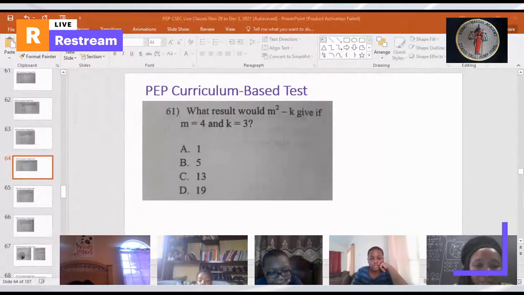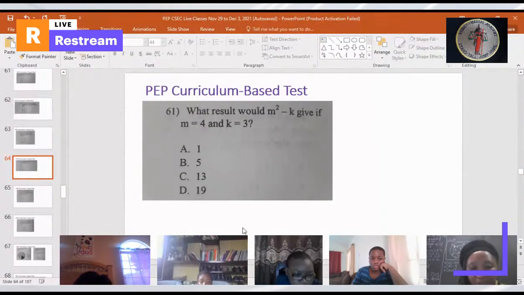So if we put 4 where m is, and it's m squared, that means 4 times 4, which is 16. And if we put 3 where k is, so that would be 16 minus 3, which gives 13. So the answer there is 13. C, 13.